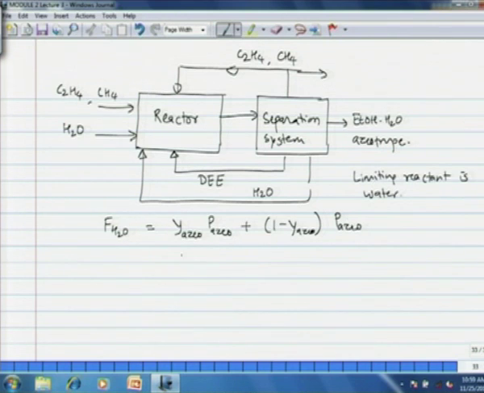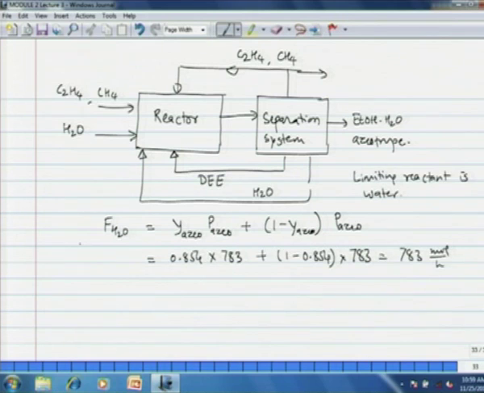Okay. So, if we substitute values, 0.854 into 783 plus 1 minus 0.854 into 783, we get 783 mole per hour. So, the total feed of water to the reactor system should be 783 mole per hour. Okay.